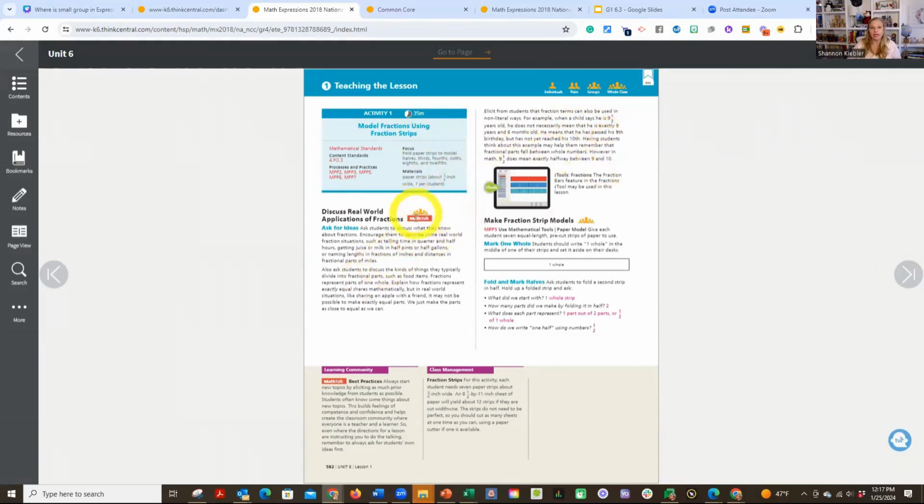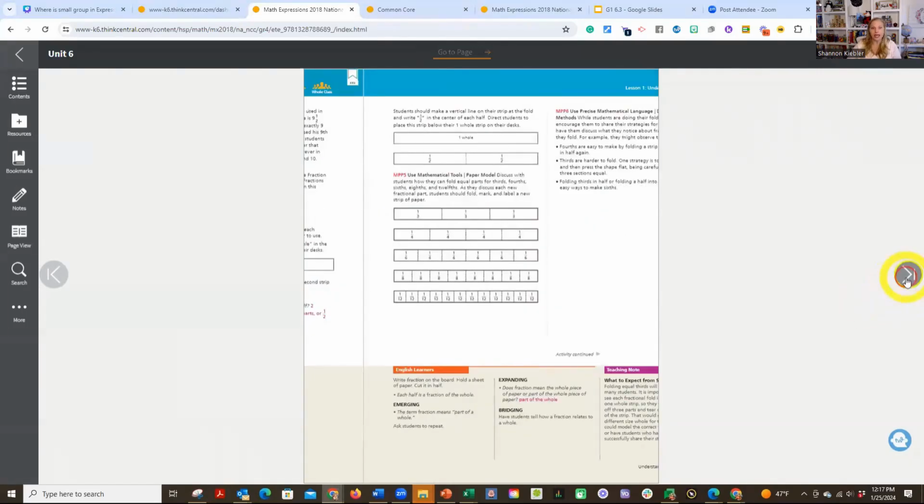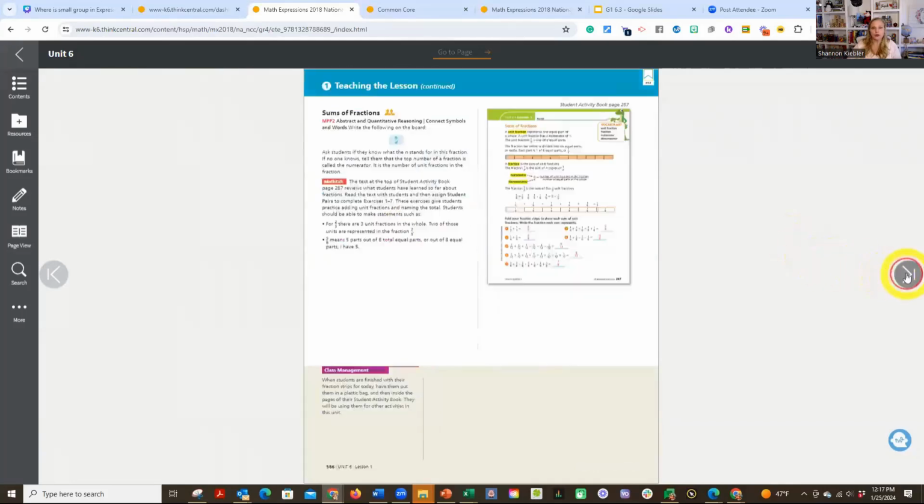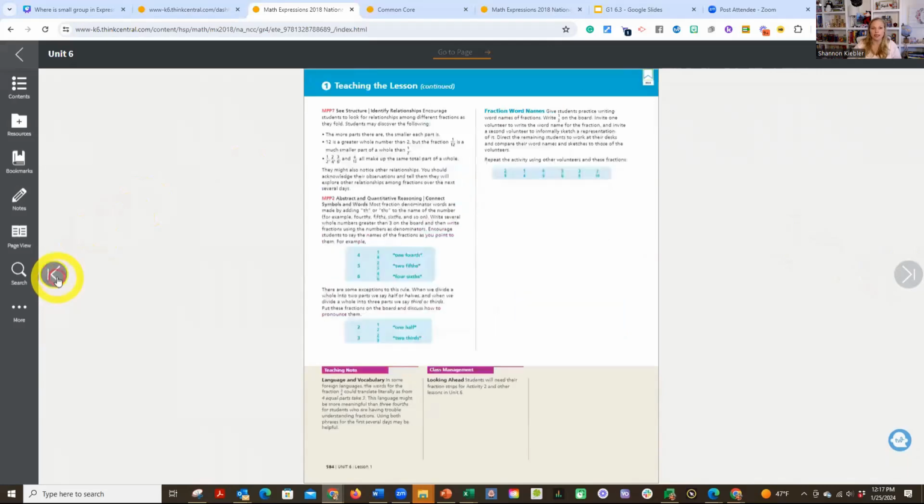So for example, right here, I'm starting this unit. Notice that it's whole group. Notice it says math talk, whole group. I keep going. Notice it's whole group activity 2. Keep going. Oh, now I get to partners. Here's why I want you to see that.